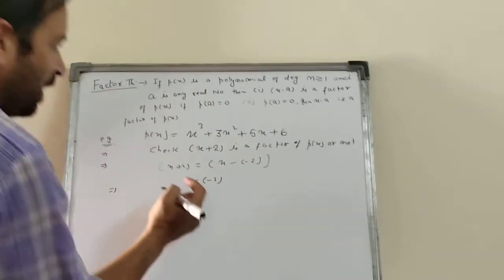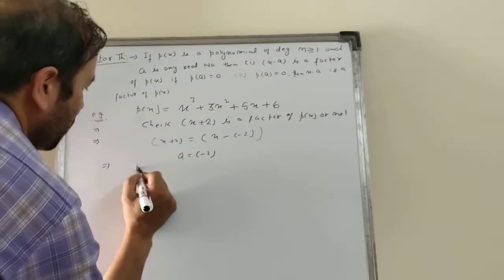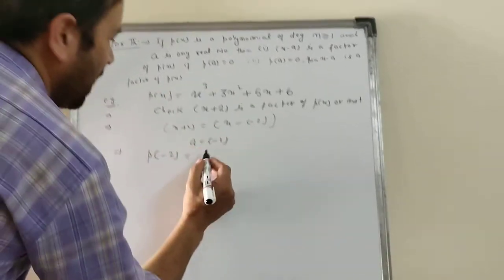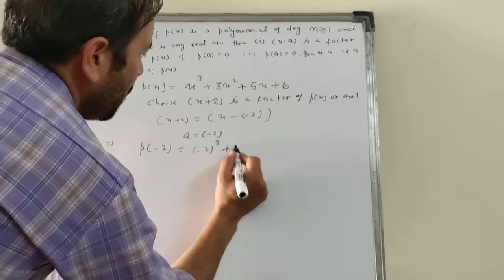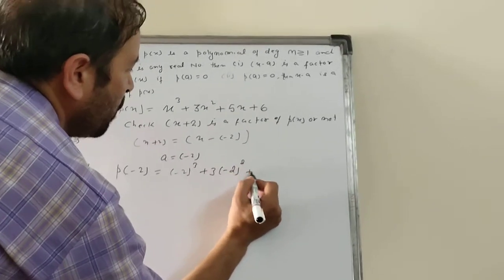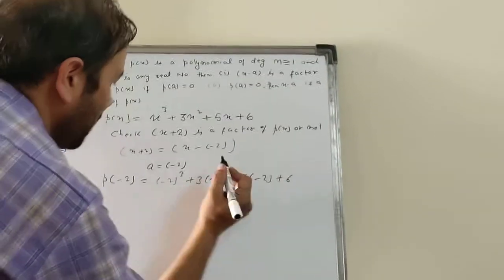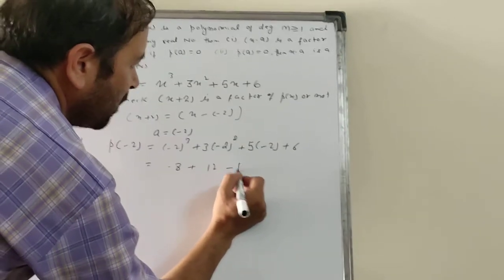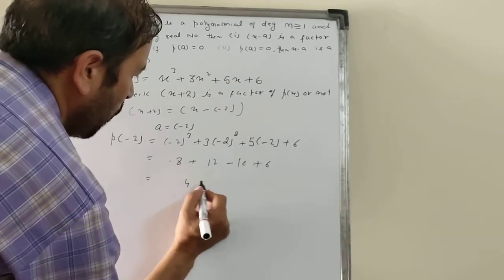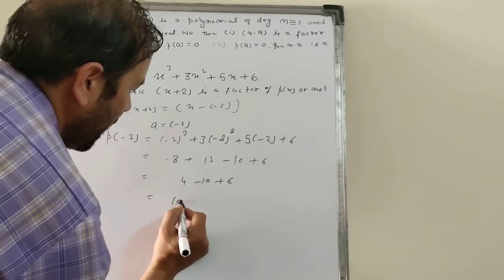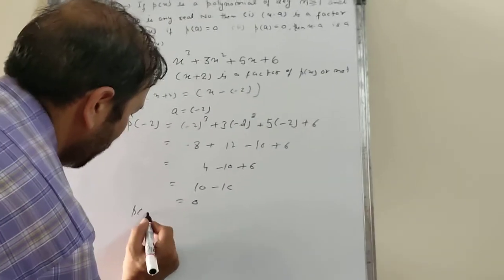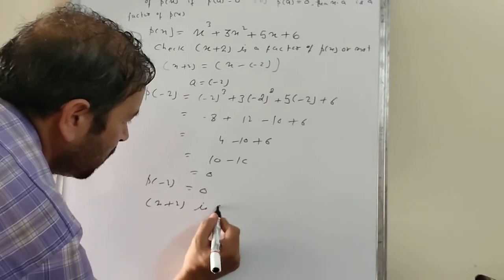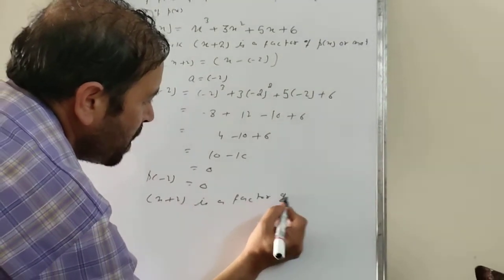So let us check whether p(a) is equal to 0 or not. So p(minus 2). Put x equal to minus 2 wherever x existed. It becomes (minus 2) cube plus 3 into (minus 2) square plus 5 into (minus 2) plus 6. Let us solve it. It becomes minus 8 plus 12 minus 10 plus 6. It becomes 4 minus 10 plus 6. It is 10 minus 10, which is equal to 0. So p(minus 2) is equal to 0. We can say that x plus 2 is a factor of p(x).